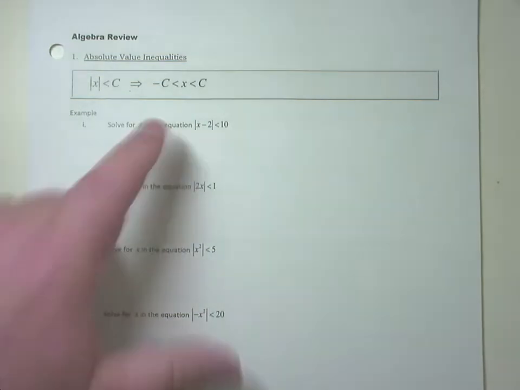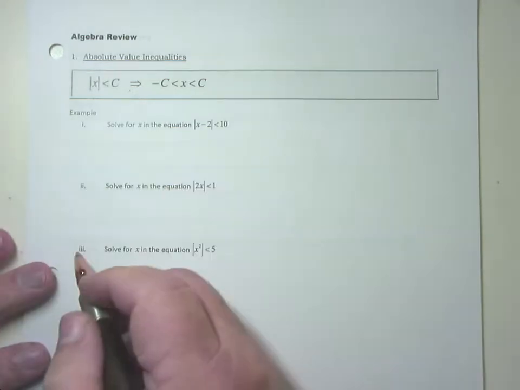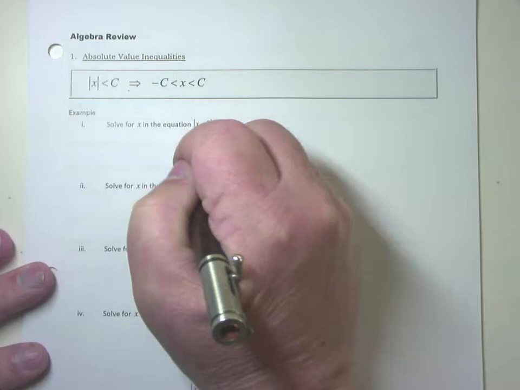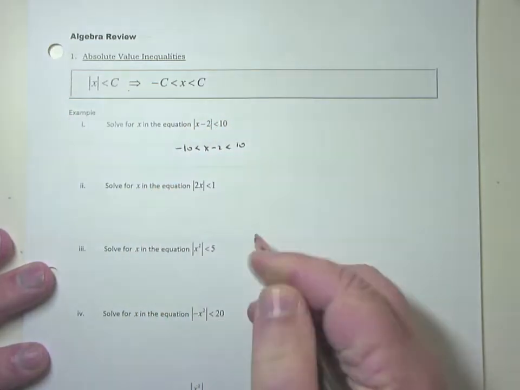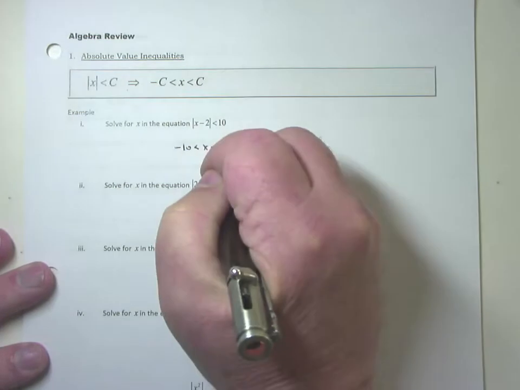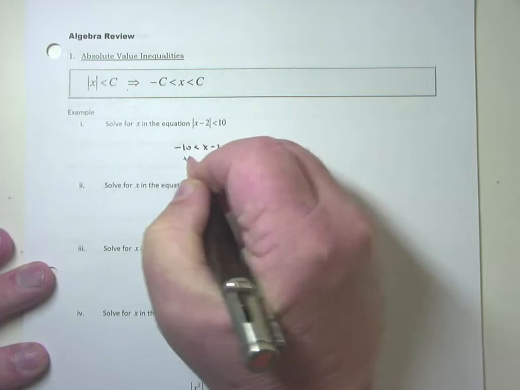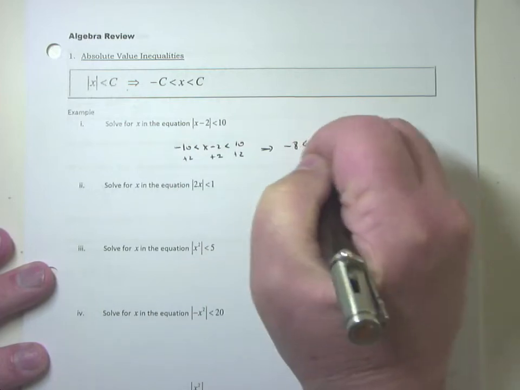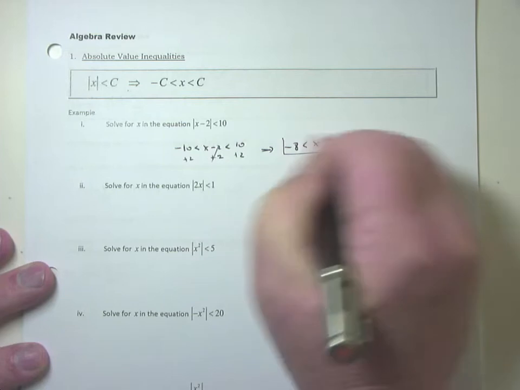So for this particular equation, the absolute value of x minus 2 is less than 10. I want you to solve for x. Well, to get rid of the absolute value, you do the double-sided inequality. Negative 10 is less than x minus 2, which is less than 10. And then you solve for x in the middle. You have to add 2 to all sides. This gives you the answer: negative 10 plus 2 is negative 8, is less than x, which is less than 12. This would be your solution.